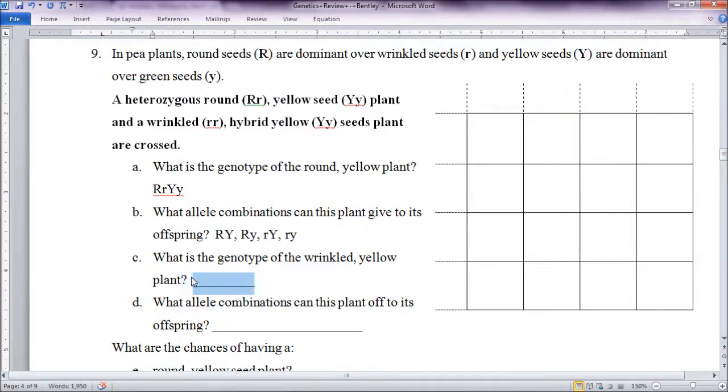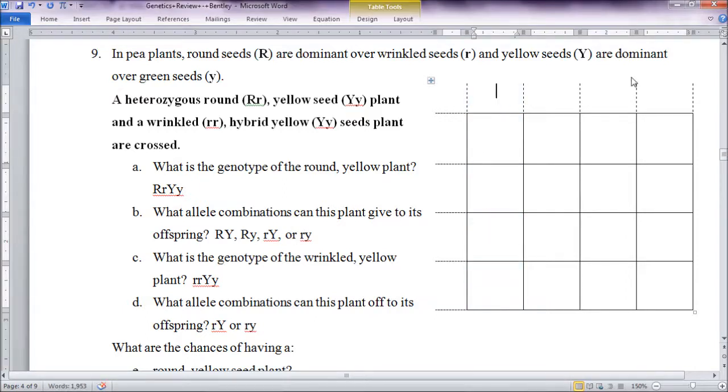On the other hand, the genotype of the wrinkled yellow plant is little r, big Y, little y. And its combinations are a little bit simpler. We know that because of the first 2 little r's, you don't have any choice. It's just little r. So it could be little r with a big Y, or little r with little y. That's it. Try to find another combination. You can't, because you have to have one of each type of gene.